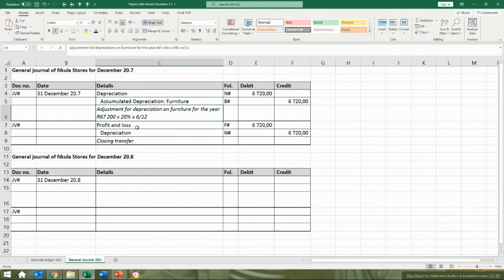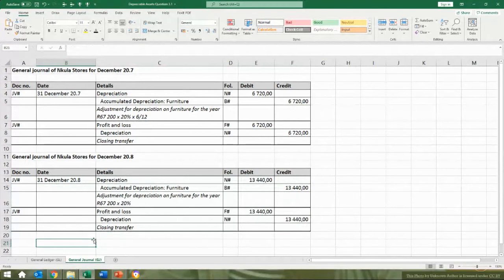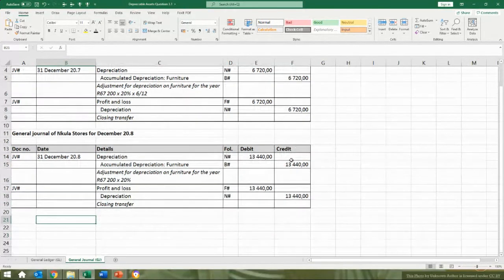Then I give a description at the bottom to say it's adjustment for depreciation on furniture for the year, and I show a calculation just so that if I go back later, I know exactly how I got to that figure. And you enter the amount in the debit and credit, and then for my closing transfer I take the depreciation amount to the profit and loss account to close it off. And I repeat exactly the same method in 28, with the amount calculated.